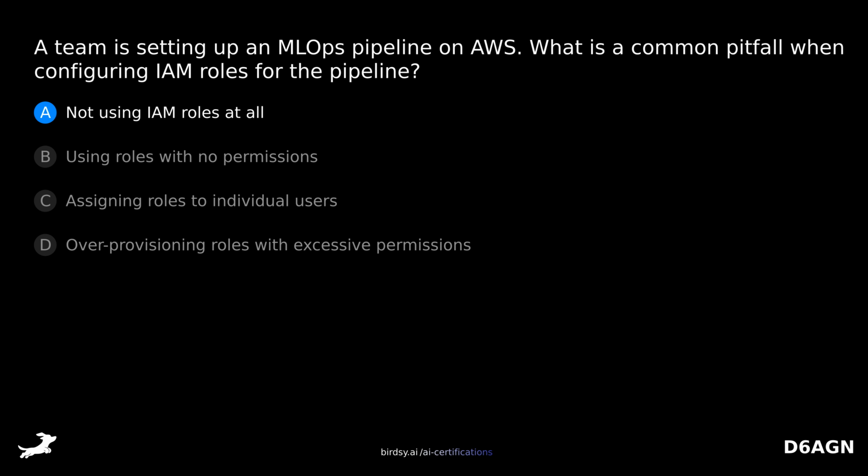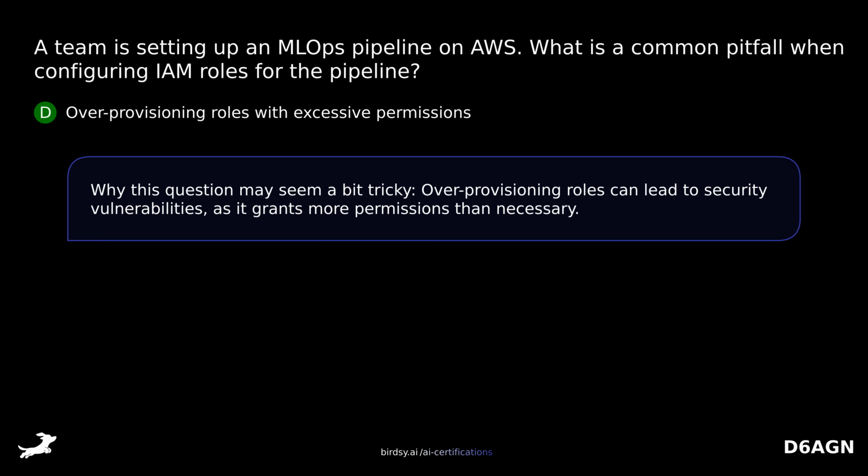Is it A, not using IAM roles at all, B, using roles with no permissions, C, assigning roles to individual users, or D, over-provisioning roles with excessive permissions? The answer is D, over-provisioning roles with excessive permissions. This question may seem a bit tricky. Over-provisioning roles can lead to security vulnerabilities, as it grants more permissions than necessary.